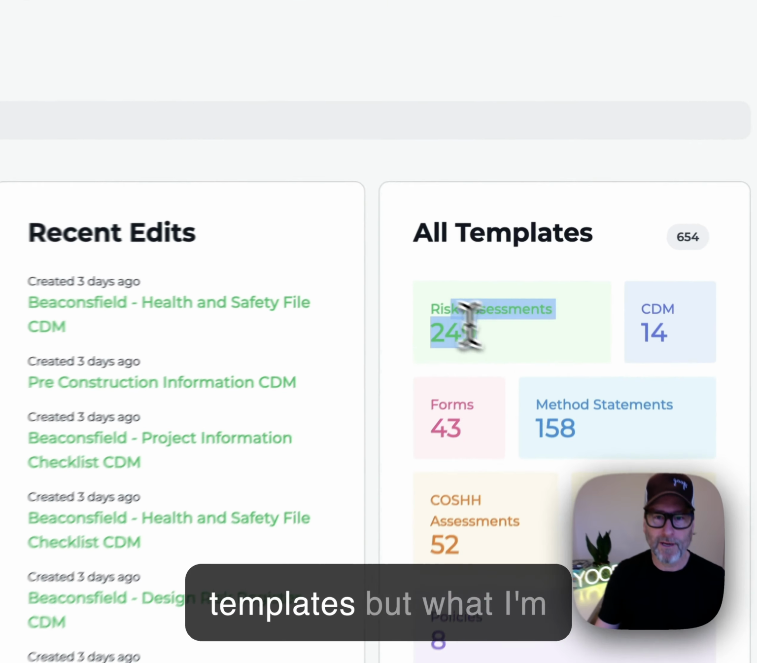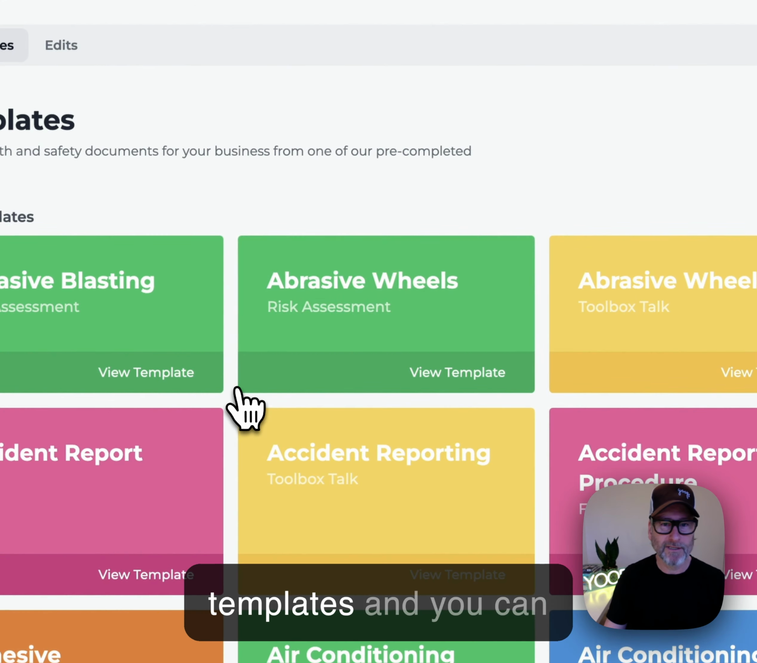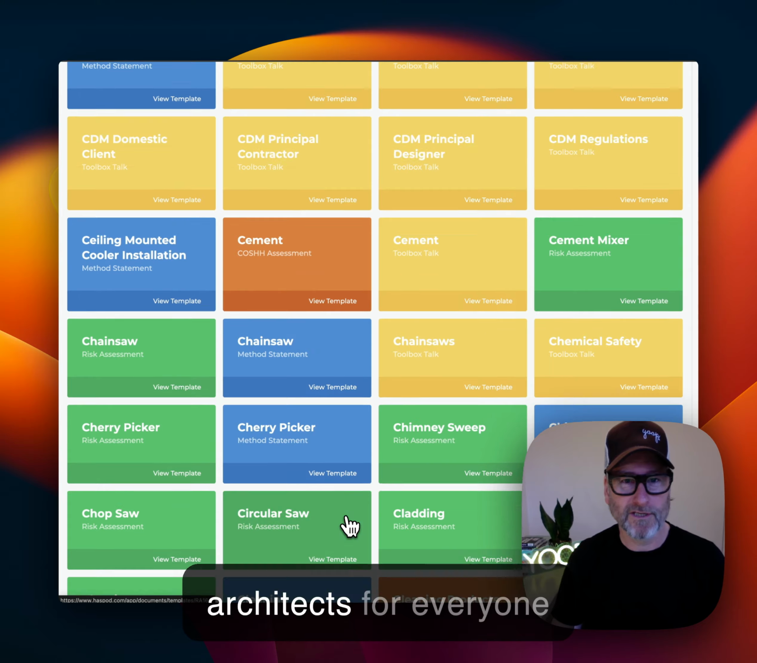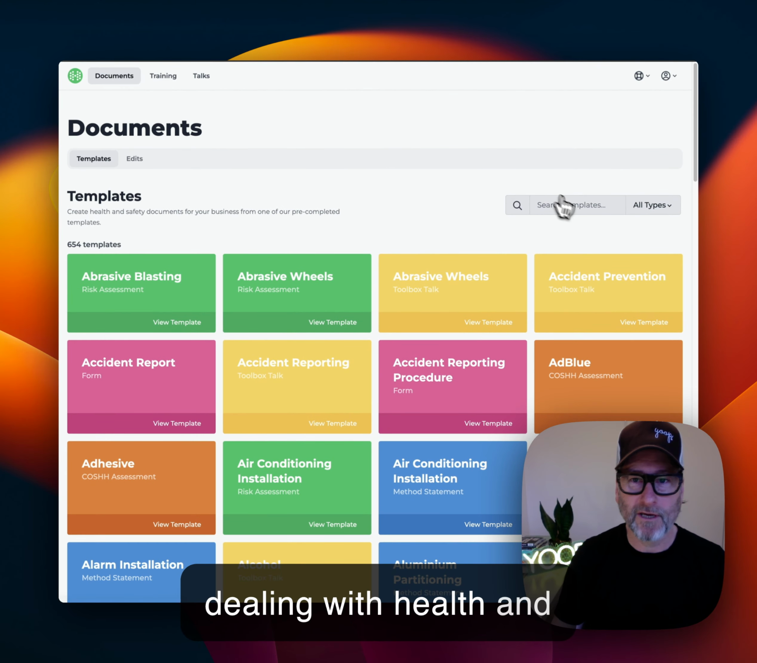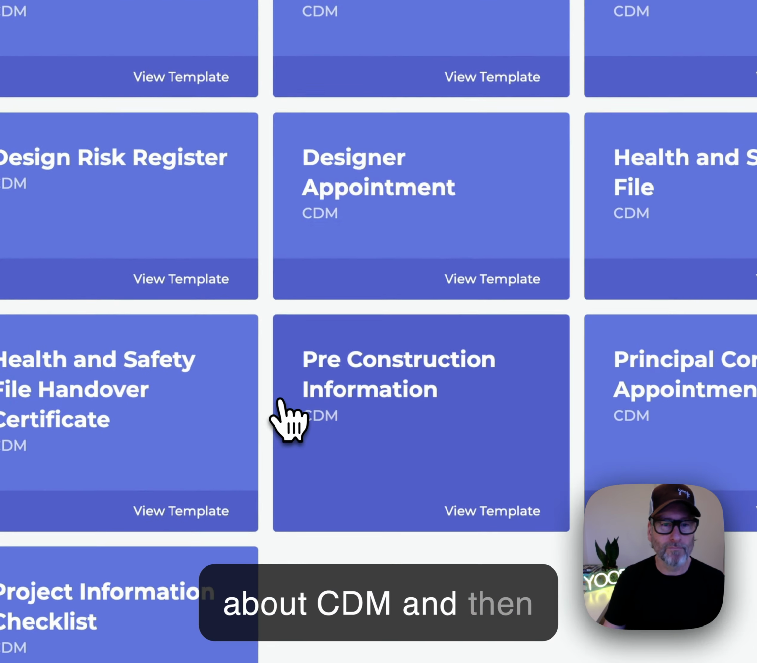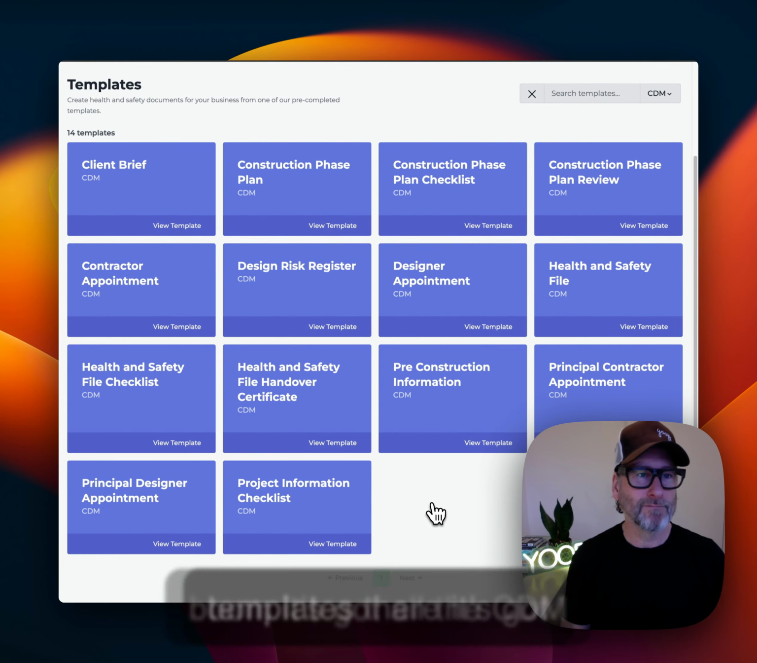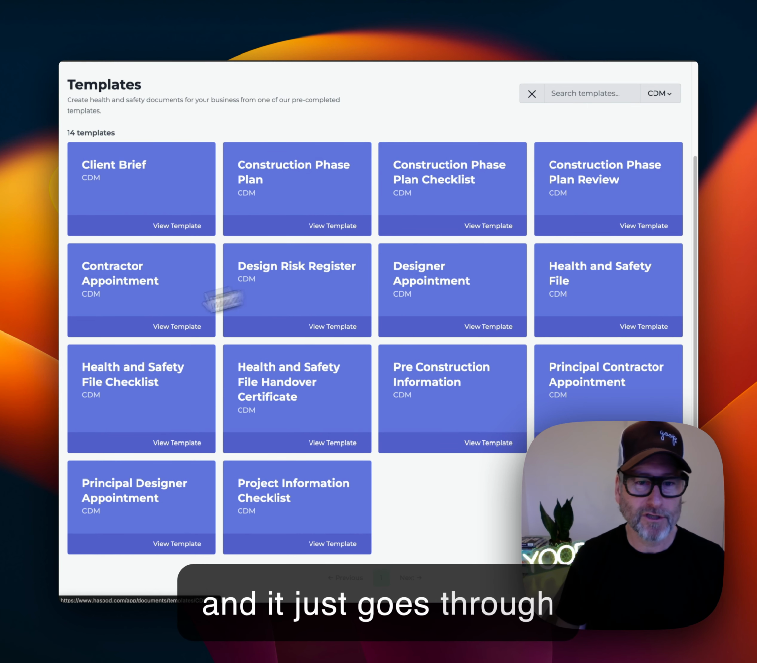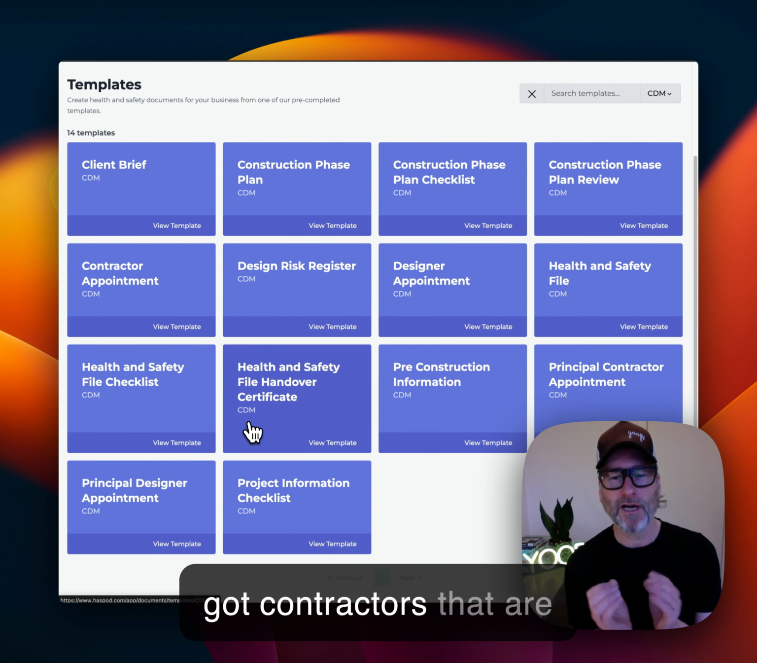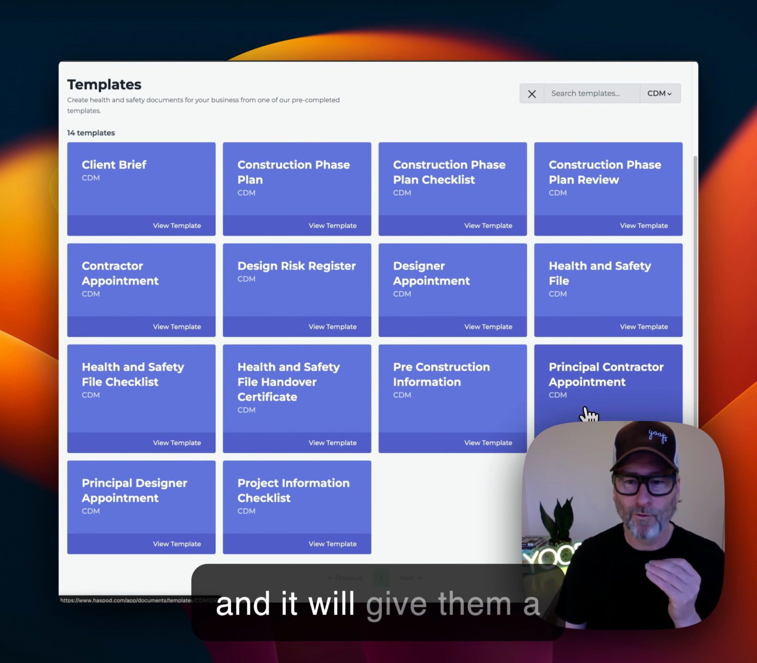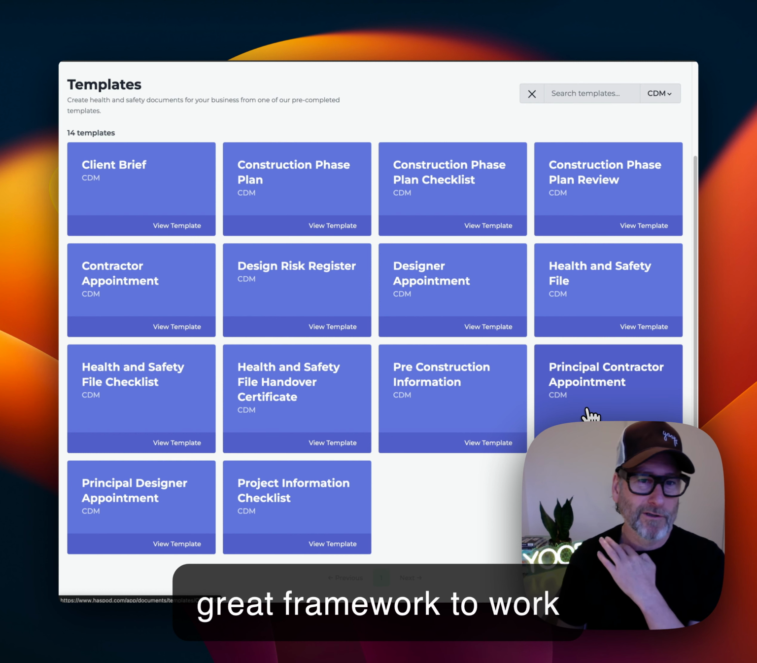So if we go into documents, you can see all the recent edits I've done and all the different types of templates. But what I'm going to do is go to templates, and you can see there's lots and lots of templates, because it's not just for architects, it's for everyone dealing with health and safety. So I'm going to just jump to CDM, because we're talking about CDM, and then boom, it's got all the CDM templates there. It's got the client brief, it's got the construction phase plan, and it just goes through. It's got the principal contractor appointments and all this. So if you've got contractors that are struggling, you can help them out and say, look, use this, and it will give them a great framework to work from.